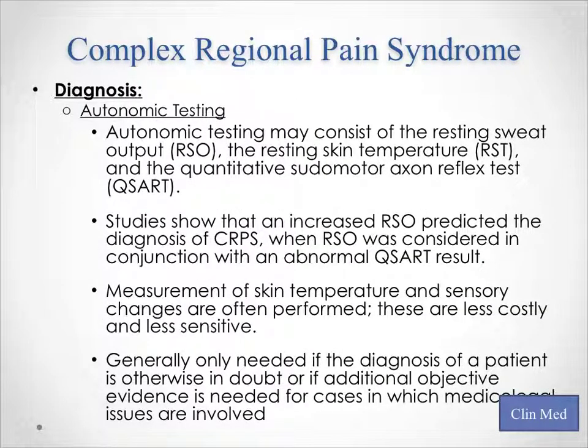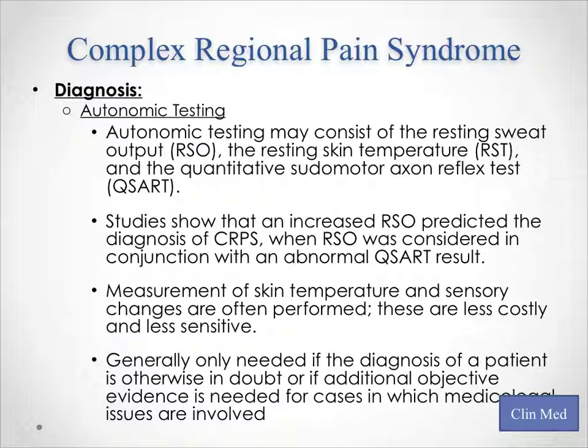Autonomic testing is available to help provide some type of objective data regarding the diagnosis of complex regional pain syndrome. Like I mentioned before, this diagnosis is made clinically, but there might be some circumstances in which you might need to do further testing, such as if the diagnosis is unclear or if there's some type of medical legal situation in which objective data is being required. The testing consists generally of a resting sweat output, resting skin temperature, and a quantitative pseudomotor axon reflex test.